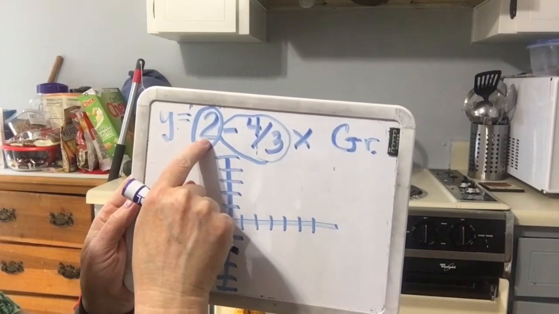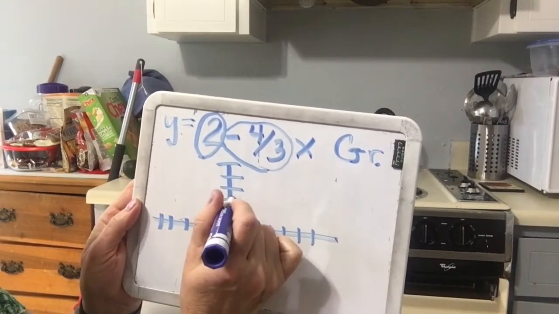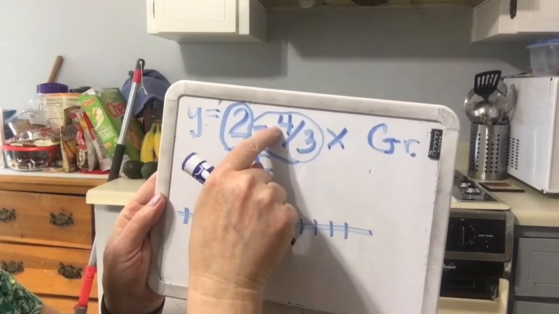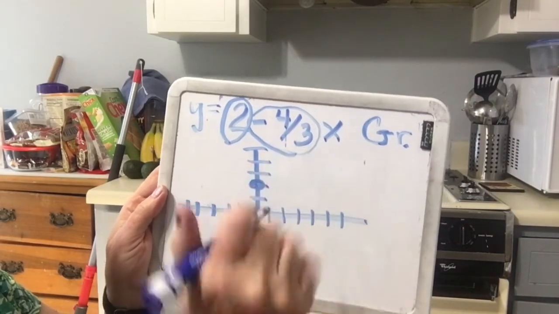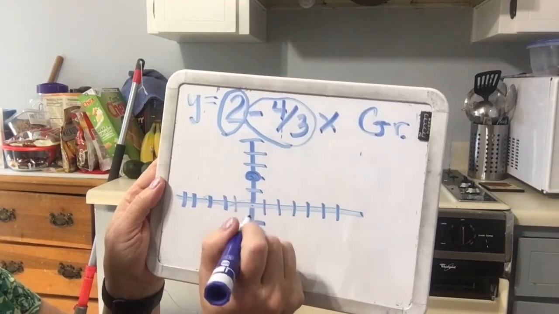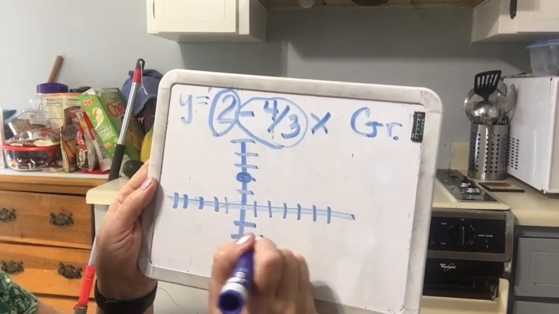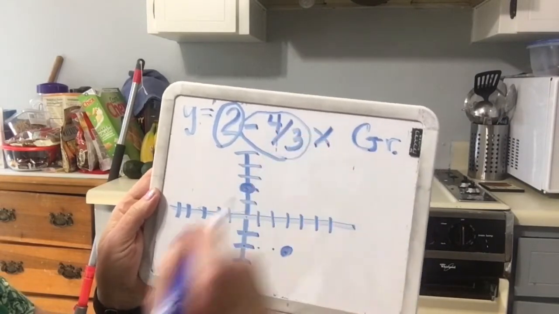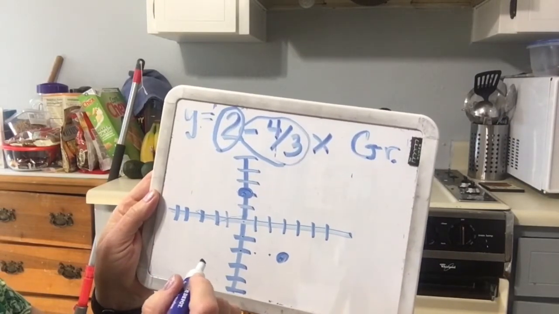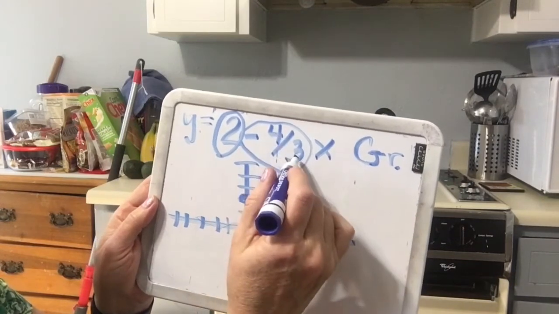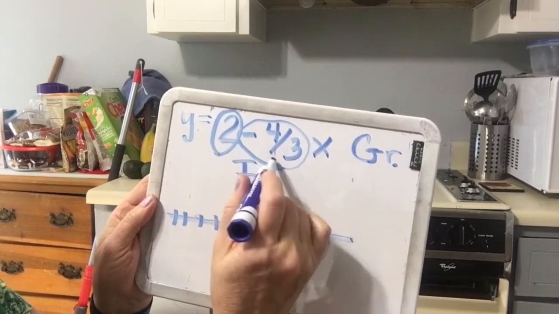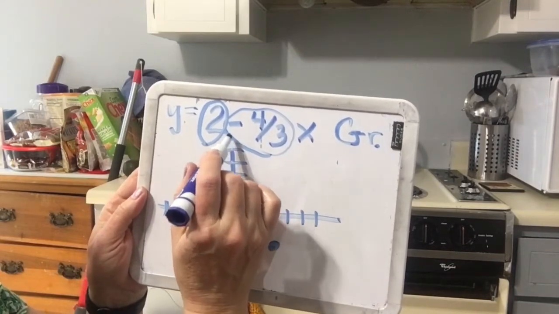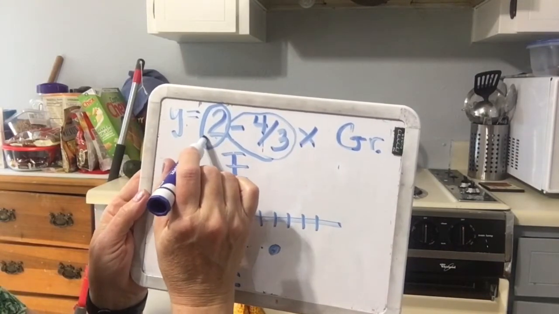So we're going to plot 0, 2, because that's our y-intercept. Then we're going to go down 4, right 3: 1, 2, 3, 4, 1, 2, 3, because we have one negative. Or we could go up 4, back 3. So I could put the negative on the top or the negative on the bottom. So up 4: 1, 2, 3, 4, back 3: 1, 2, 3.